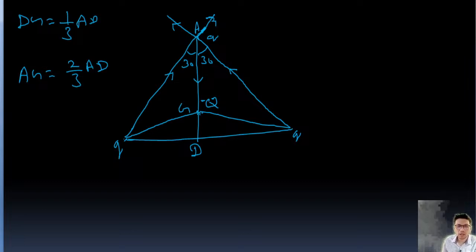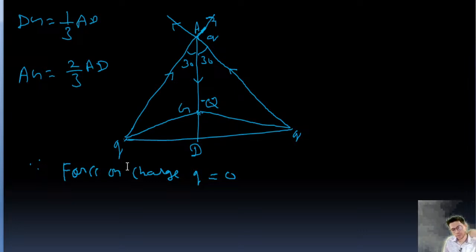Okay, so now in the question it is given that the force on charge Q is 0, right? The force vanishes on each charge. So since it is given that the force on charge Q equals 0, we will balance the force. We will balance the force.